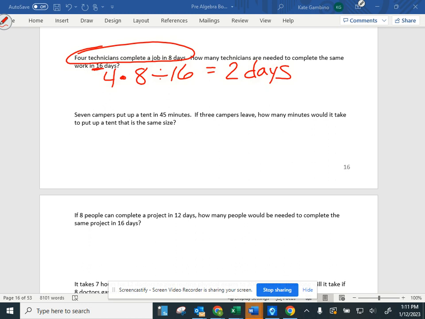It's not 2 days for all of the answers. Oh, the answer can't be all 2 days. Oh, yeah, the next one's a little bit more. So let's look at our second one.